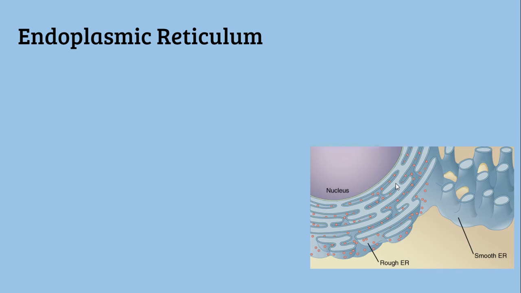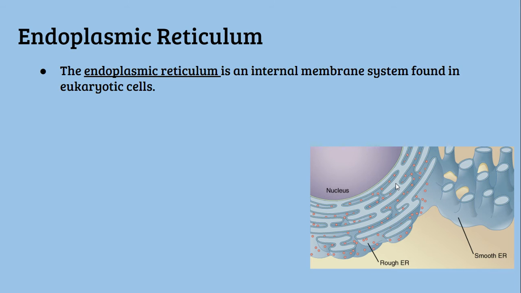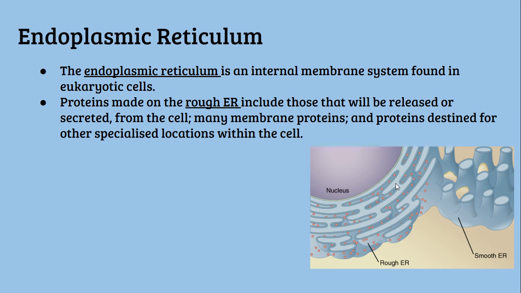Next comes our endoplasmic reticulum. Now, the ER is actually an internal membrane system found in eukaryotes that is very closely attached to the nucleus. There's actually two types of endoplasmic reticulum. One is called the rough ER, which you can see in this picture here. The rough ER has little ribosomes attached to it, and in that case, it actually helps in the release and secretion of membrane proteins.